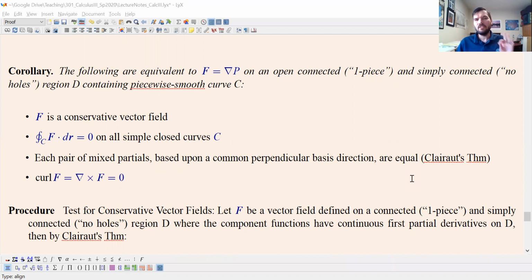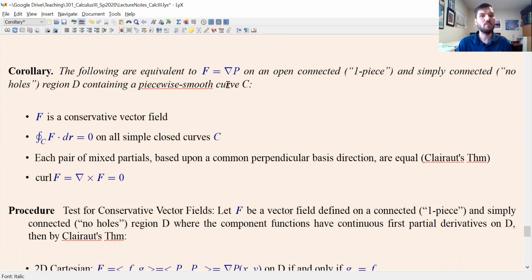The corollary to this statement is a number of theorems in the textbook. I've summarized them in one long string. The following are equivalent to F being defined by a gradient, or being a gradient vector field, on an open, connected, or one-piece region, and simply connected, that one piece has no holes in it. Open, connected, and simply connected region containing a piecewise smooth curve C.